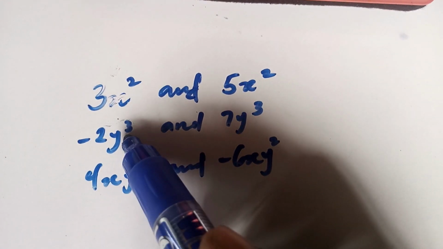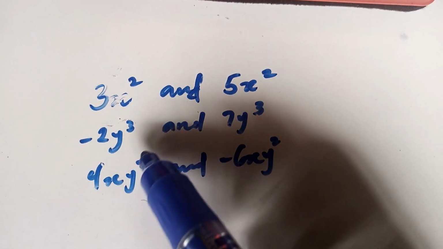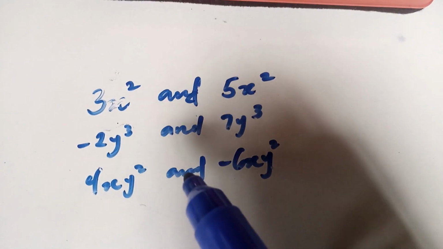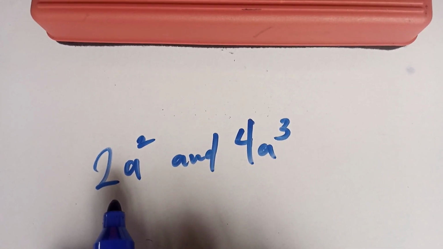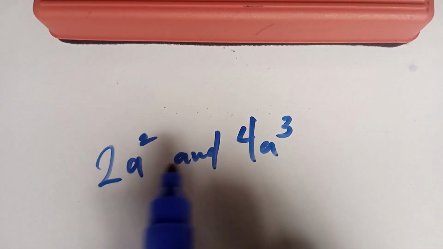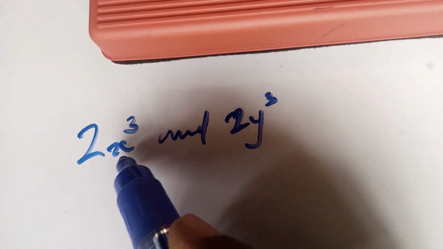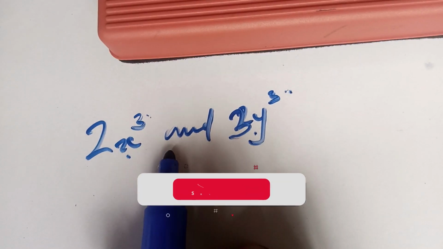Like minus 2y raised to power 3 and 3y raised to power 3, and 4xy raised to power 2 and minus 6xy raised to power 2, they are like terms. But speaking of the exponents on like terms, there are three things you need to keep in mind here. The first is the same variables but different exponents. Like here, they have the same variable but different exponents, so they are not like terms.